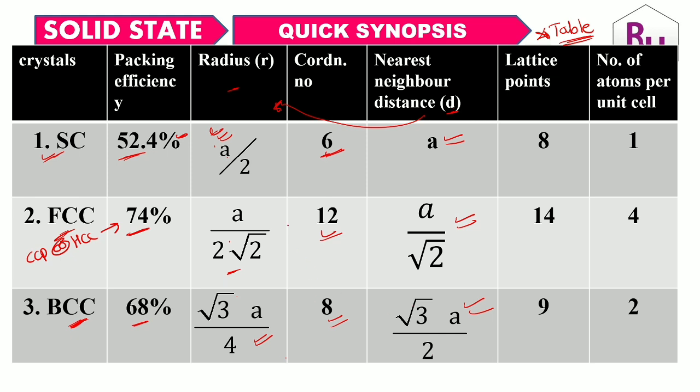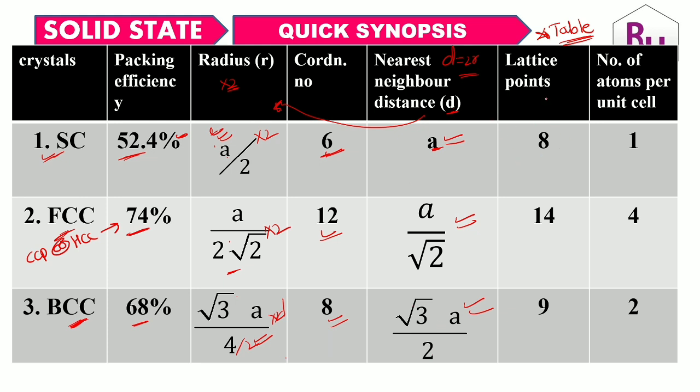See, a by 2 into 2, if you do, what you will get? a, right? The 2 gets cancelled. a by 2 root 2 into 2 you will get a by root 2, right? Root 3a by 4 into 2 you will get root 3a by 2, very simple. Radius into 2 is nothing but the nearest neighbor distance. We know that d is equal to 2r, distance is equal to 2r in any sphere. So the same formula you can apply here.